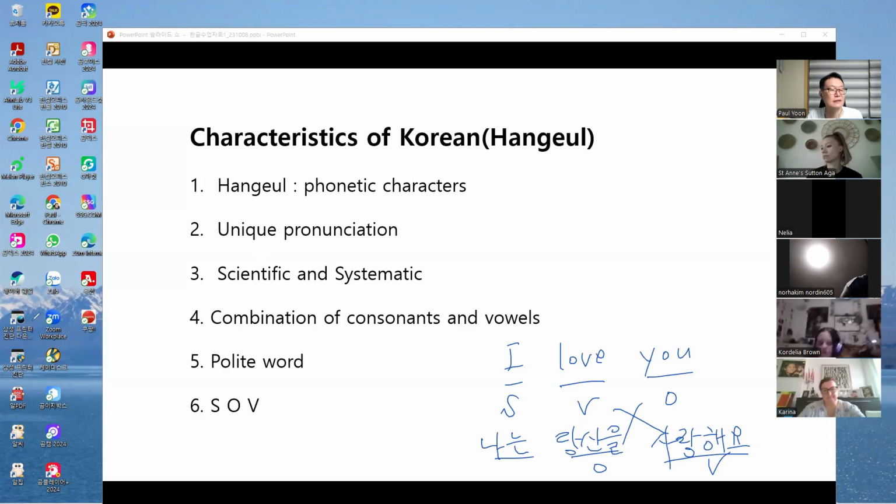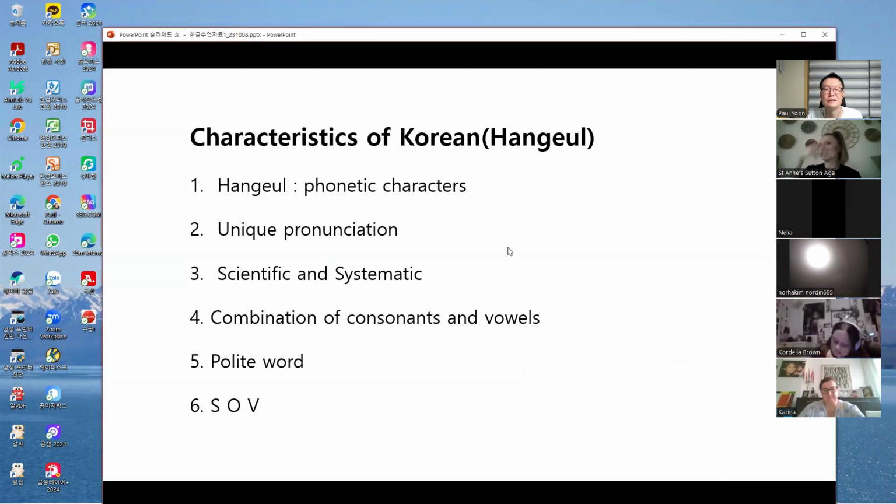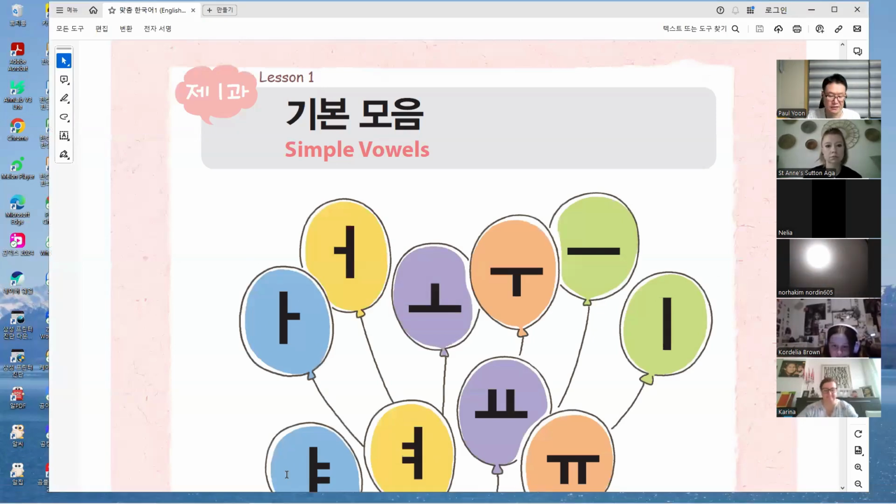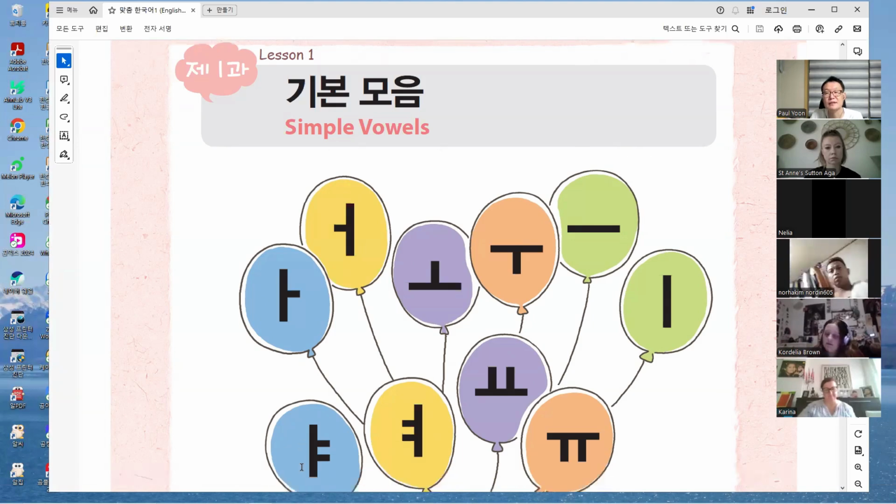Let's start today's class. You already have this textbook, right? At first, you're going to study about vowels. 기본 모음. Vowels in Korean, 모음. This is 기본 모음, simple vowels or basic vowels. There are 10 basic vowels, 기본 모음, okay? Ten. Let's get it.